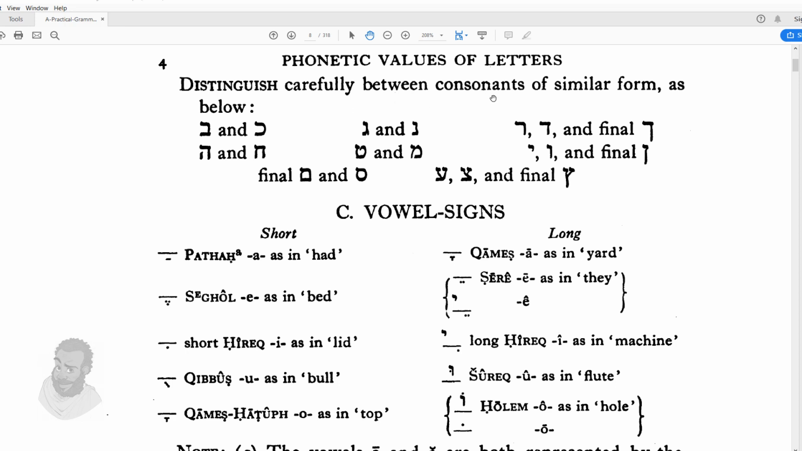Distinguish carefully between consonants of similar forms as below. So you have Kaf and Beth, Nun and Gimel. You have the final Kaf, and then you have Daleth, Resh. You have Heth, and then you have He. You have Mem, and you have Teth. You have the final Nun, then you have Waw, you have Yod, you have Samech, you have Mem, you have the final Sadi, you have Sadi, and then you have Ayin.